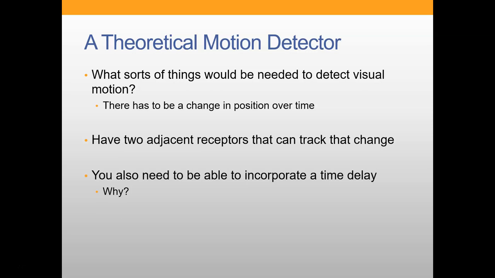Now, one of the other things that you need to focus on is the incorporation of a time delay. Why would you want that? You would want that because if you have these two adjacent receptors, you want to make sure that you're noticing the same object over time rather than two separate objects in both of those receptive fields. So I'm going to show you an image that explains a little bit more about what I mean. Feel free to follow along with my cursor so you can see what I'm focusing on.